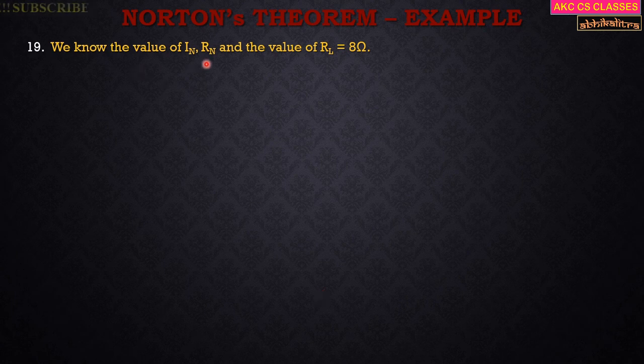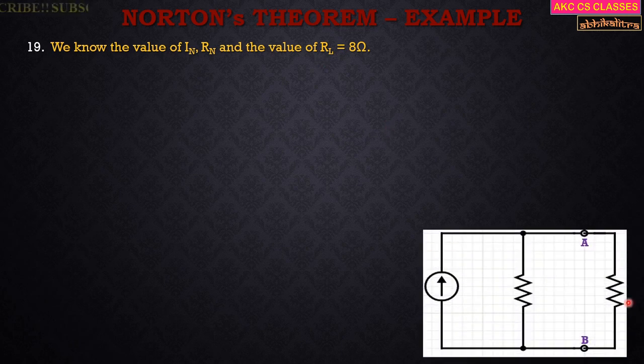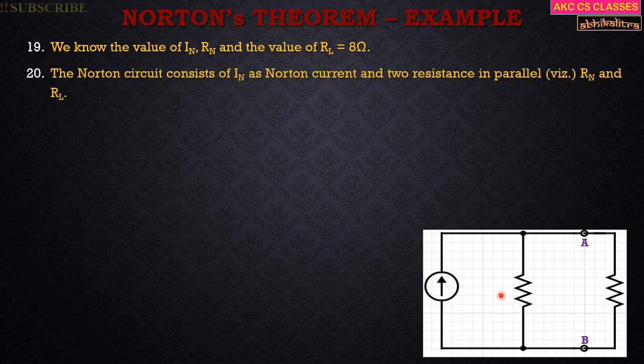So we know the value of IN, we know the value of Rn and the value of RL, which is 8 ohm. So now the Norton equivalent circuit will look something like this. The current source is IN, this resistor is Rn, and this resistor is RL. Obviously you can understand the Rn and RL are parallel to each other, right? So if I try to label, then IN is equal to 1 ampere, the current source, and this particular resistor is Rn, which is 60 by 11 ohm, Norton's equivalent resistance, and RL is equal to 8 ohm.